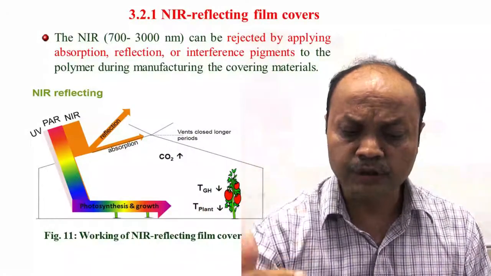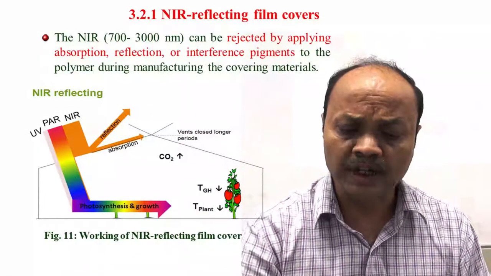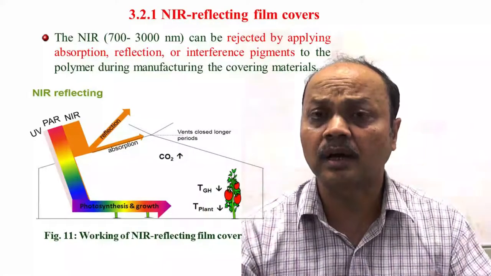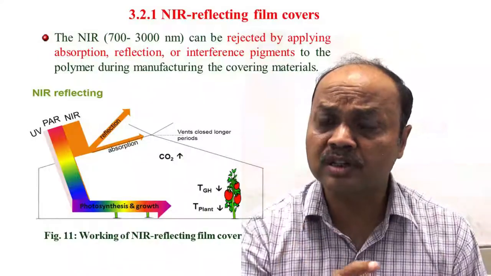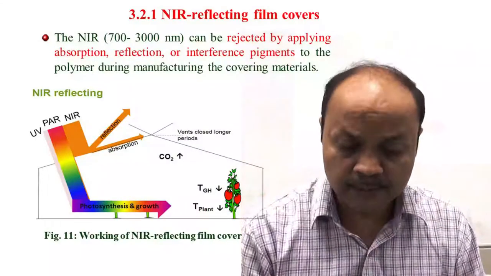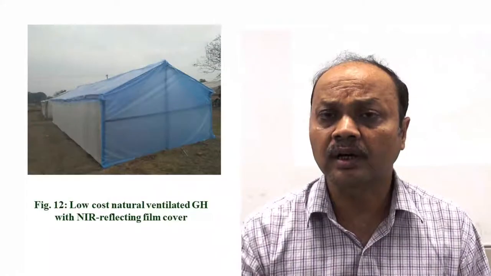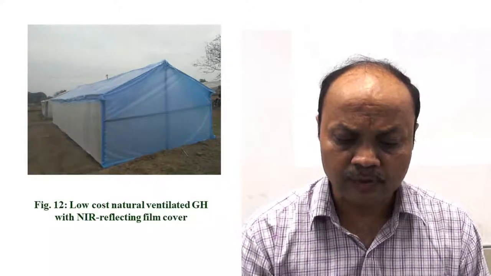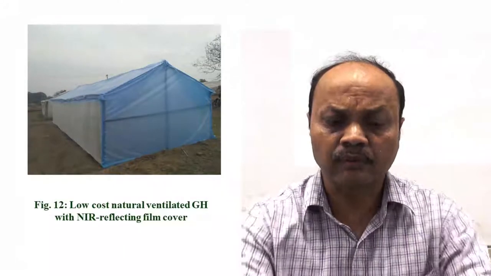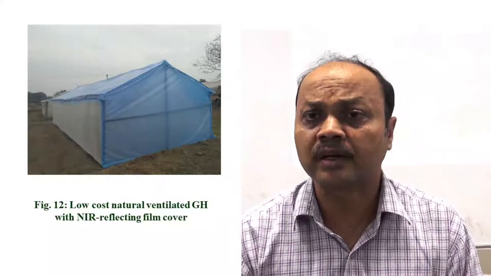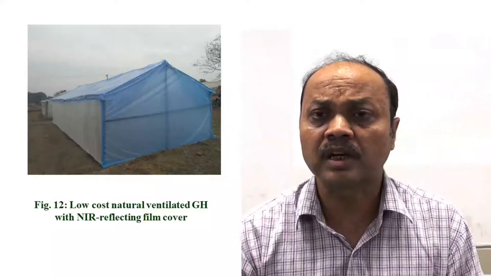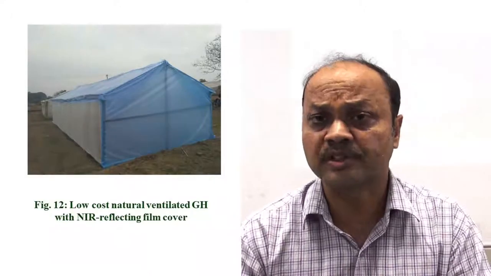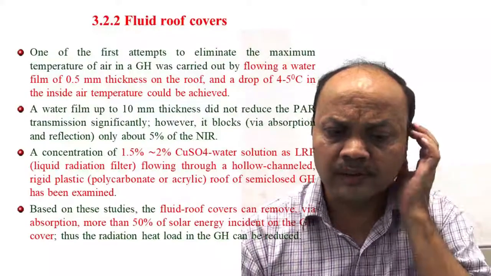So you can see the picture, it reduces the air temperature inside the greenhouse and automatically your plant temperature will also reduce. Because in photosynthesis and your physiological and biological activity, you are more interested in the leaf temperature, not the air temperature, okay? Already I explained, here at Birsa Agricultural University, in our PSM scheme, we are working on a low cost natural vented greenhouse with near infrared reflecting film cover. This year we have started the study on this advanced film, testing the effectiveness of near infrared film in reducing the temperature inside the greenhouse during summer season.